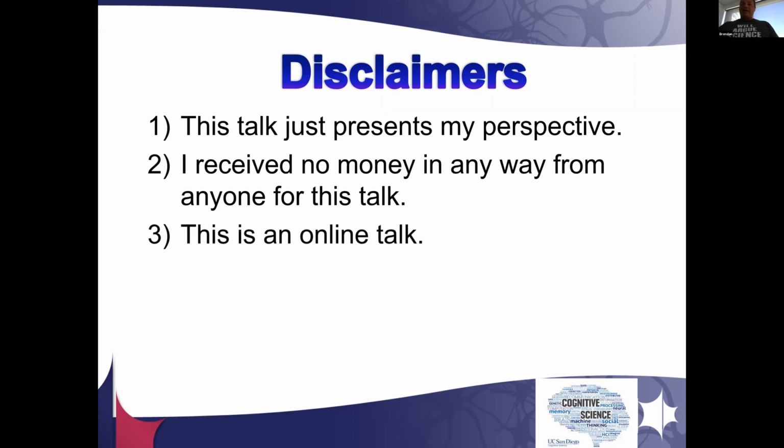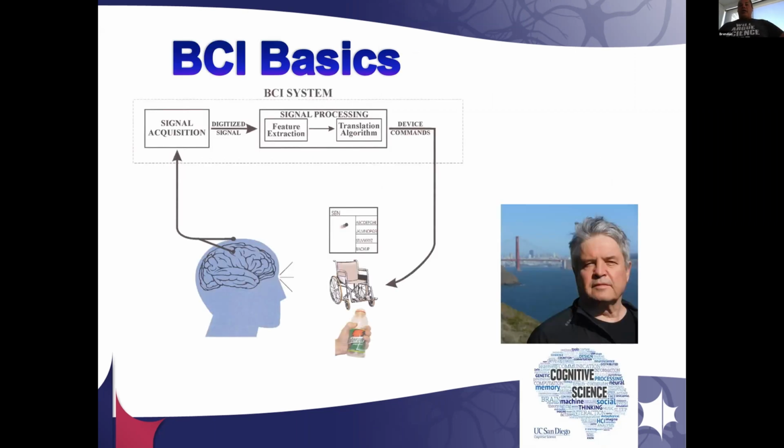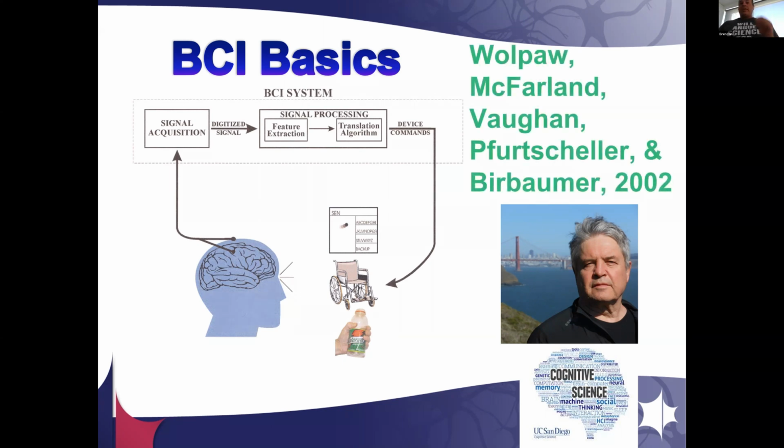This is an online talk. And I thought I'd start with two slides with basics of BCIs. And I'll go pretty quickly through them since I know that you're experienced with that. But the canonical definition comes from this paper, Wolpaw et al. 2002. And this is the most heavily cited paper in our field. It's been cited more than twice as much as any other BCI-related publication.